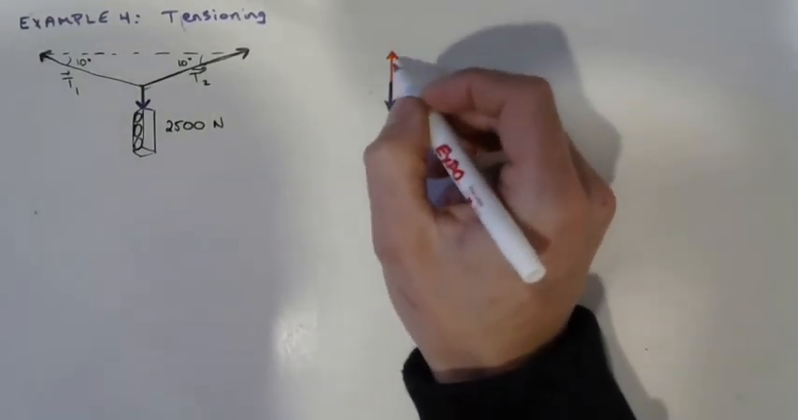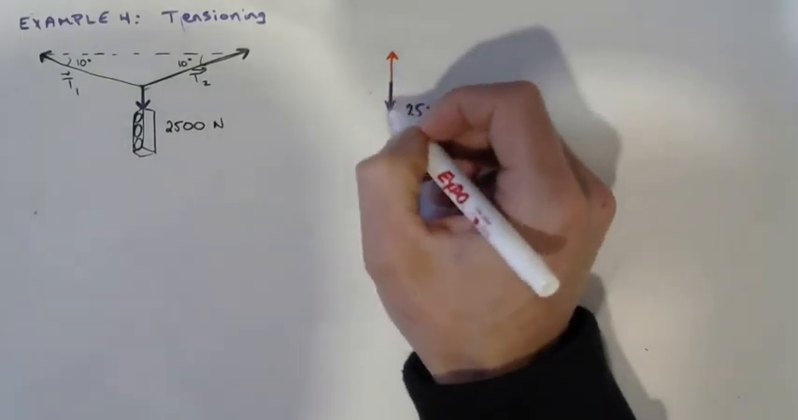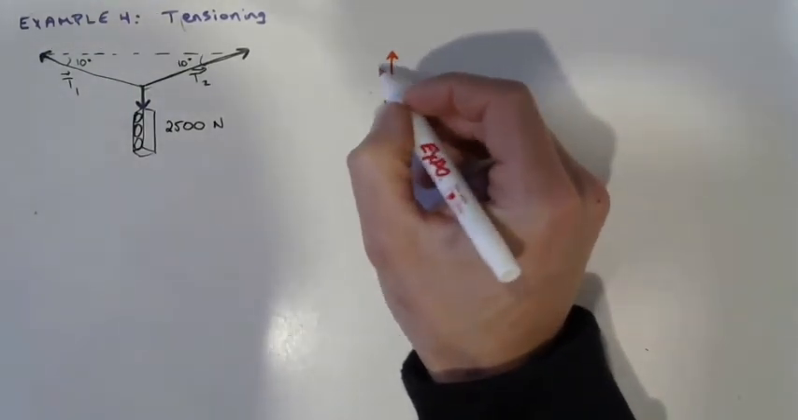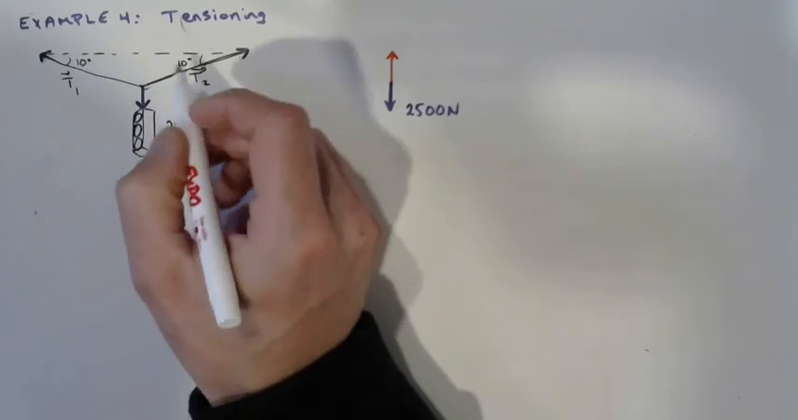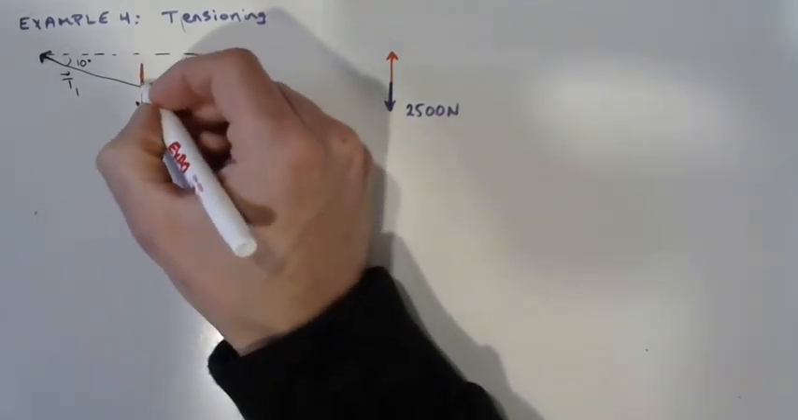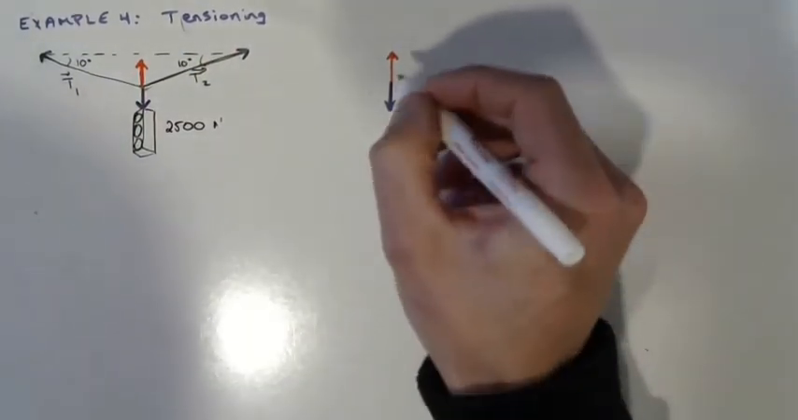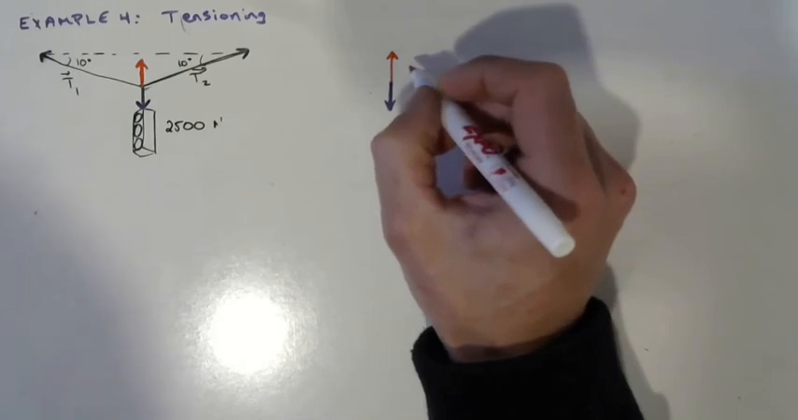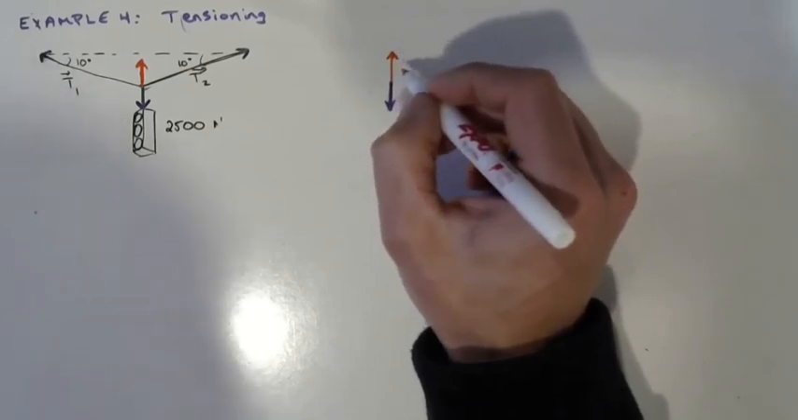This would be the equilibrium, or this would be the equilibrium, whichever way you think about it. This is going to be the resultant. The red one is going to be the resultant of these two wires. It's kind of like this right here, right? And it is going to have a force of 2,500 newtons heading straight up.